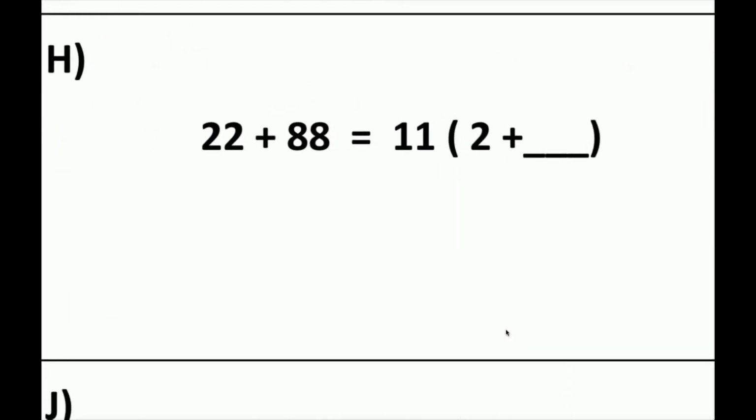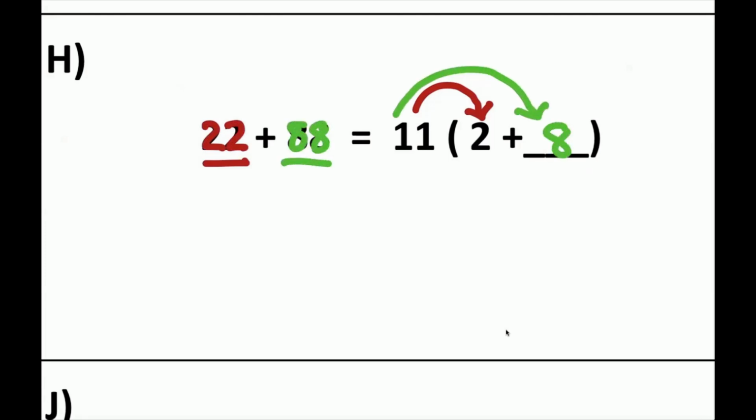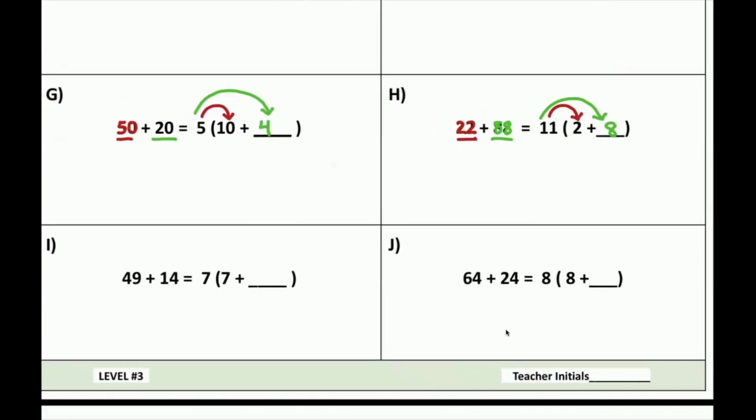For problem H, 11 times 2 is 22, and 11 times 8 is 88. So 8 will go in the blank. Go ahead and complete the rest of this page and check in with your teacher to get feedback.